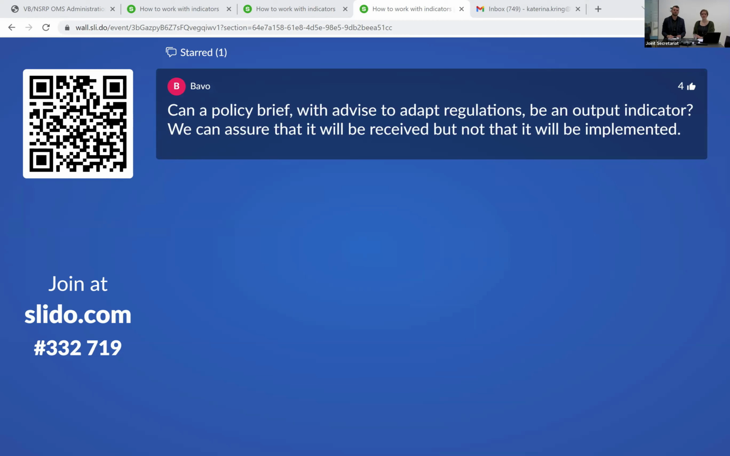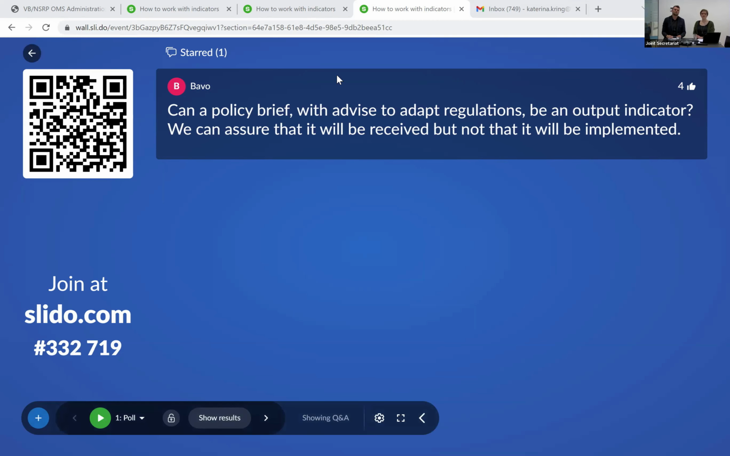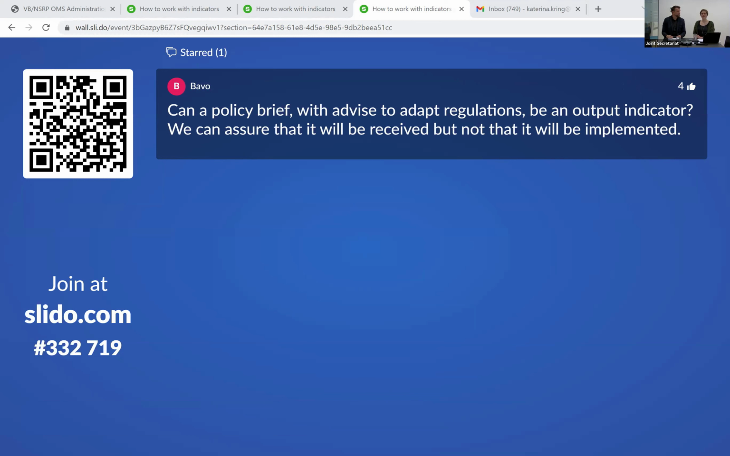Can a policy brief with advice to adopt regulations be an output indicator? We can assure that it will be received, but not that it will be implemented. Well, my answer to this would be that a policy brief can count as an output indicator. Definitely. It would count as a strategy rather. No, also, it depends on the definition, on the content. But yes, it can definitely count as an output indicator.